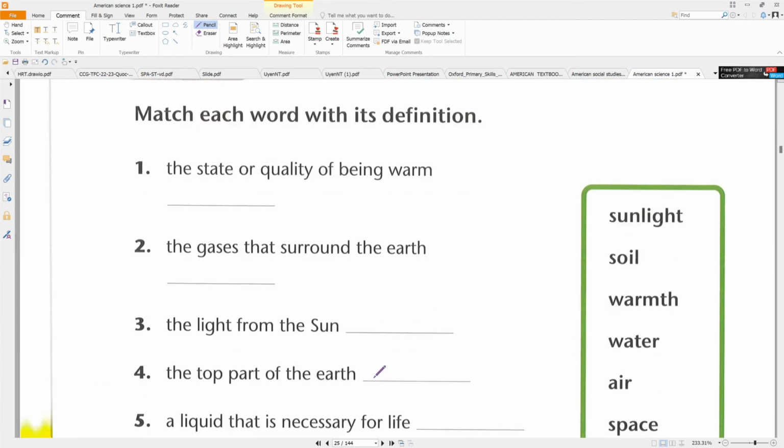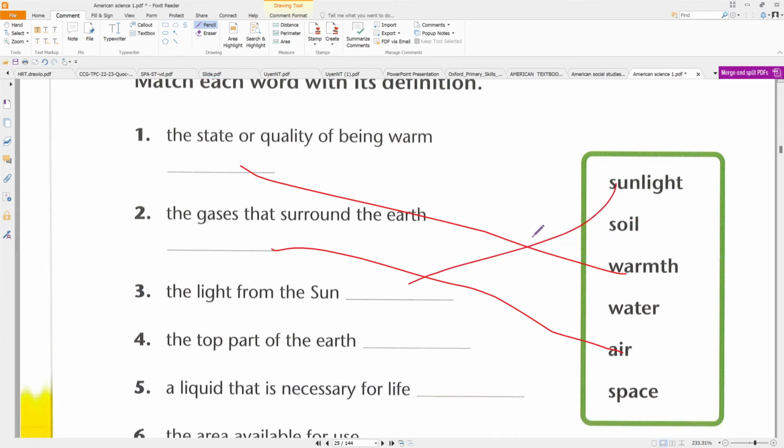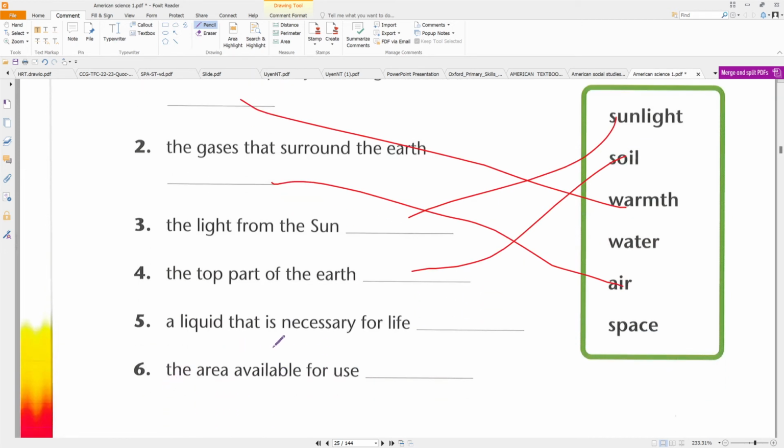Well, this one will match the state or quality of being warm. Warmth. That's right. The gas that surrounds the earth. What is it? Air. That's right. The light. Oh, you already guessed it is sunlight. Very good. The light from the sun is sunlight. The top part of the earth is soil. Congratulations.